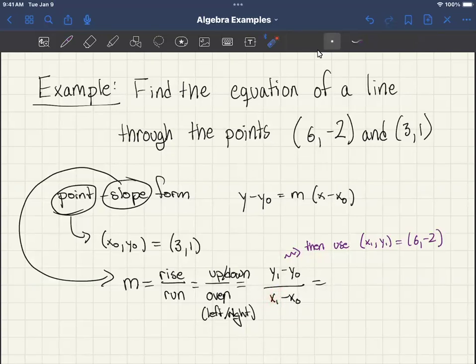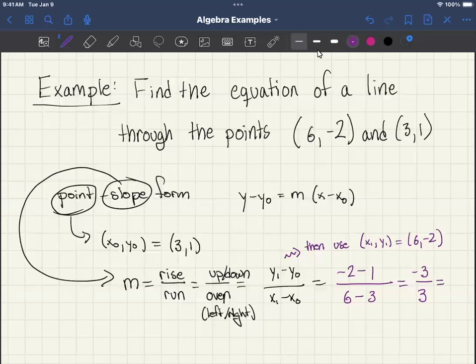So if we start with this point as our (x1, y1) on top, we have to use the (x1, y1) on the bottom, too. Let's start off with our y1, which is negative 2, minus our y naught, which is 1. Our x1 is the number 6, and our x naught is the number 3. So on top, we have negative 2 minus 1, which is negative 3. On the bottom, we have 6 minus 3, which is positive 3.